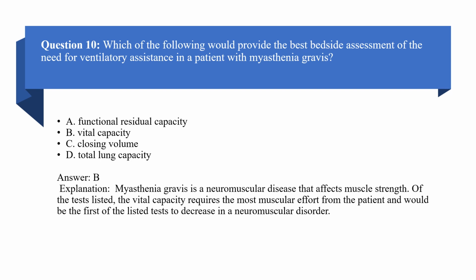Of the tests listed, the vital capacity requires the most muscular effort from the patient and would be the first of the listed tests to decrease in neuromuscular disorders. Now, things like NIF, or negative inspiratory force, would also be potentially another good choice. Except what? Except it's not a choice.